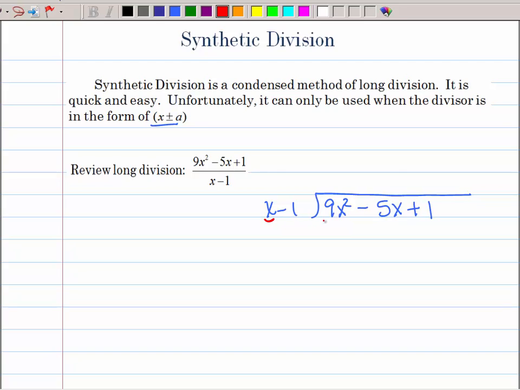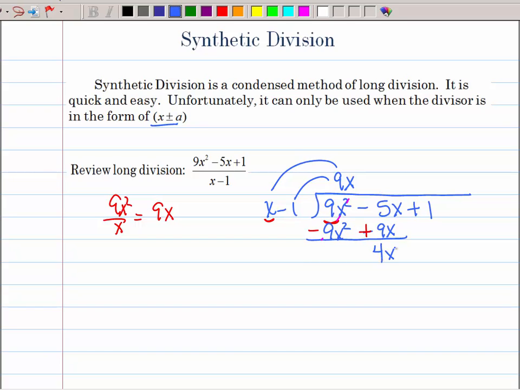We look at those first terms and we're dividing those. And we're saying if I divide that, I would get 9x. So we put that on top. And then we multiply that. We get 9x squared minus 9x. And then we need to subtract. So subtracting is just adding the opposite. And the idea is for that to always cancel out. And then we have a positive 4x.